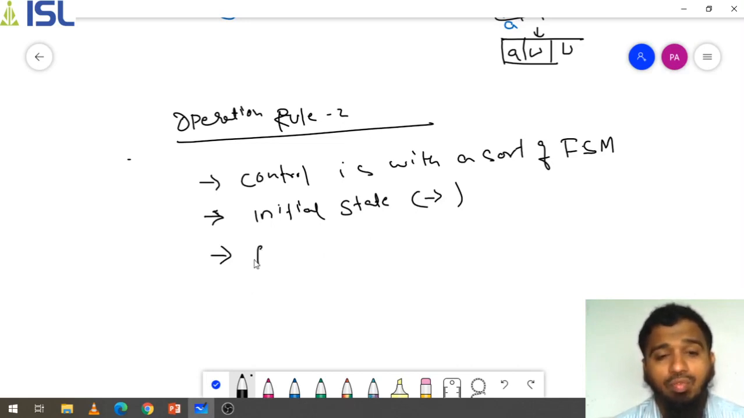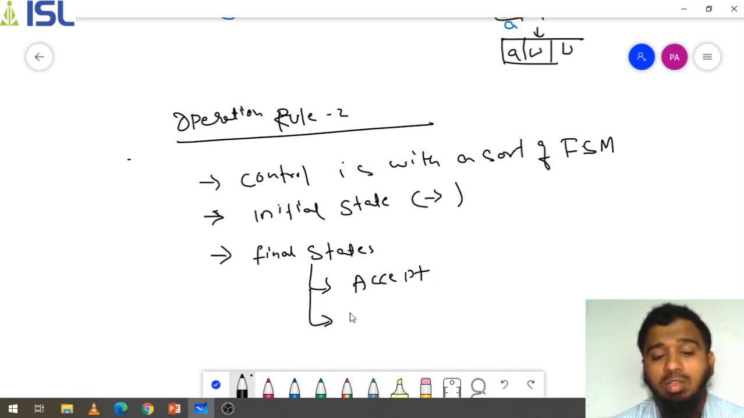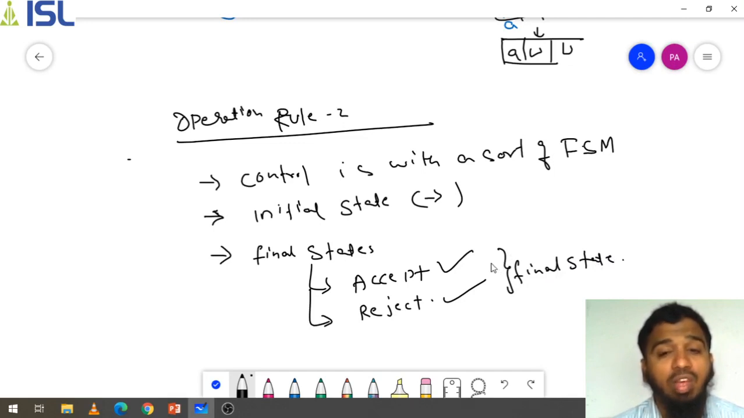And here, final state. Here there are two final states. First one is accept, second one is reject. These two things, accept or reject, any one of this answer, and both are final states. That means definitely it will reach the final state, even if it is accept or reject.